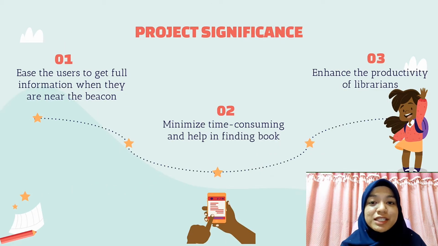This is the project significance. First, it makes it easy for the user to get full information when they are near the range of the beacon. The user will get a notification of the book menu when they enter the range of the beacon by using an Android smartphone. Second, minimize time consumption and help in locating or finding books. Minimize the user's time to find the book that they want by using the mobile application.